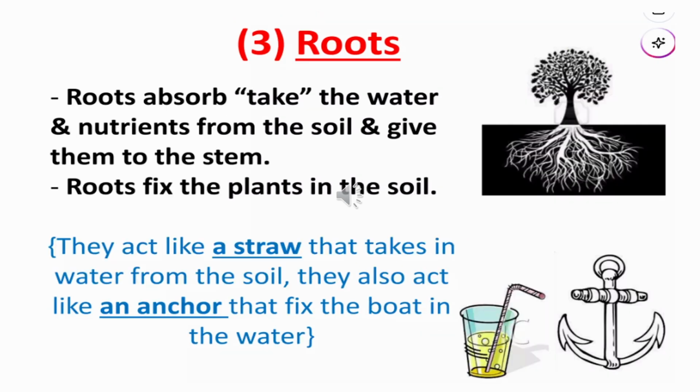Another main part of a plant is the roots. The function of a root is to absorb, or in simple words, to take the water and nutrients from the soil and pass it to the stem. Then the stem will pass it on to the other parts of the plants. And roots also fix the plants in the soil. So roots function like a straw that takes in the water from the soil, and it also acts as an anchor that will fix a boat to the water. Okay.